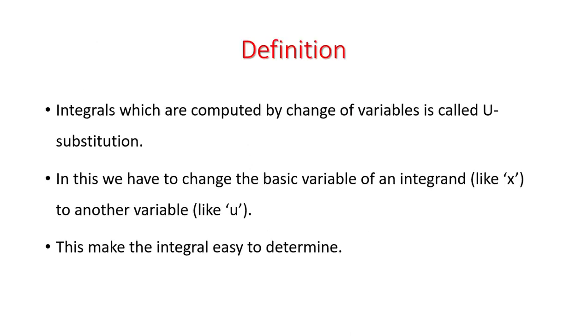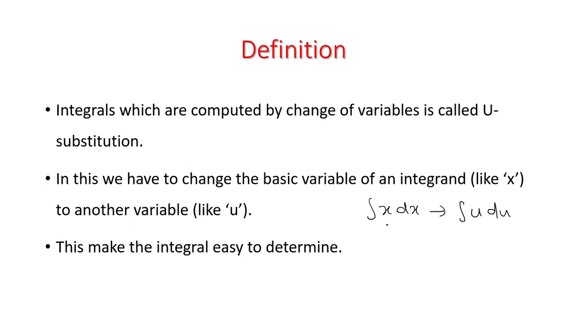So by definition, integration by substitution is an integral which is computed by a change of variable, called u substitution. So we like to use a variable u to let one of the functions, okay, and therefore we do something with the u, right? So in this we have to change the basic variable in the integrand, like x, to another variable like u, meaning rather than we integrate in terms of x, now we change the integration in terms of u. So every single x you have to substitute with u.